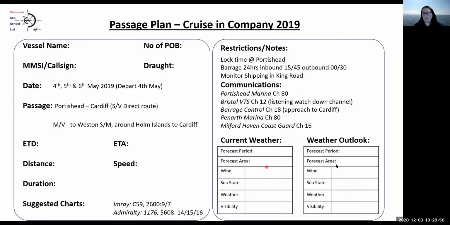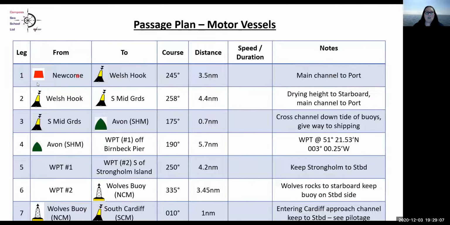What's my weather doing and what's the weather outlook? So what forecast areas am I even looking in? What's my wind doing, my sea state, my weather, and my visibility, whether I'm taking that from the inshore waters forecast or whether I'm taking that from a different online source, perhaps. So this was the idea of page 1 that they had. And then page 2, this is what the actual passage plan looks like.